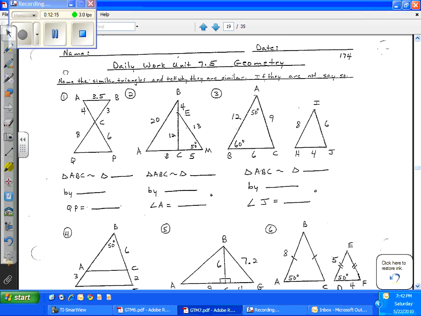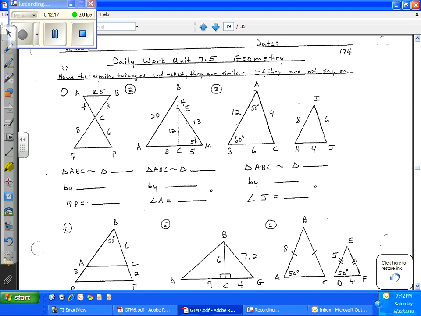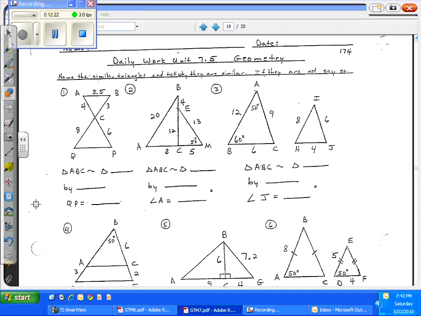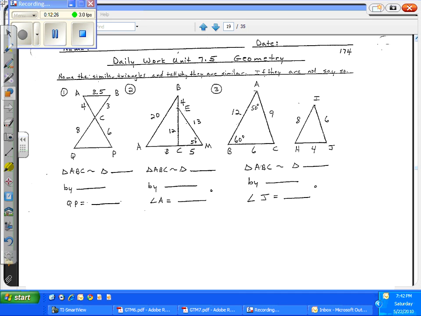So that takes us to the daily work here on Unit 7.5. We've got lots of scenarios. We have things like vertical angles are equal and alternate interior angles, and we've got the reflexive property and all kinds of things going on. So just be aware of that. Do we have any equal angles? We don't have all 3 sides. We've got all 3 sides of the little one, but we're missing this side of the big one. So we can't check for side, side, side.